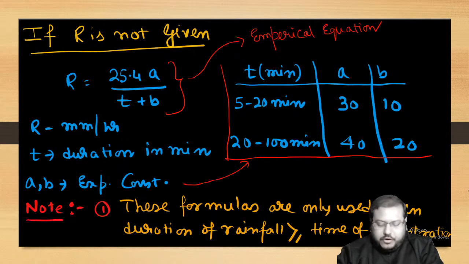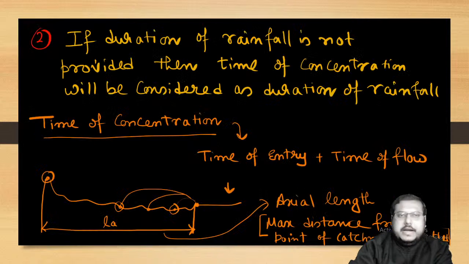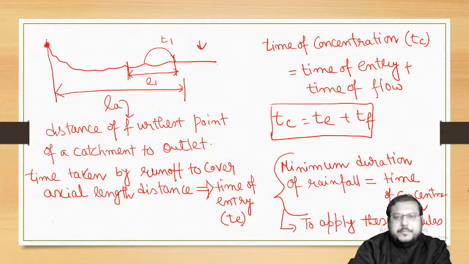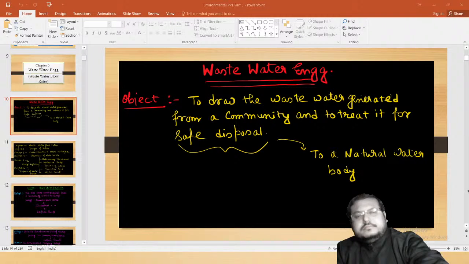And remember, this rational formula can only be used when the duration of rainfall is more than or equal to the time of concentration. If the duration of rainfall is not provided, you need to take the time of concentration as the duration of rainfall. I have already discussed time of concentration, which is time of entry plus time of flow. You can take a note from the class itself.